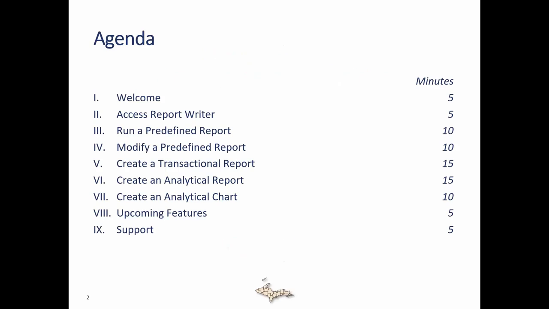Here's a quick look at the agenda for today. We're going to go over how to access the report writer, which is the analytical reporting tool in ImageTrend Elite. Then we're going to run a report that's already been created and designed by someone else. We're going to look at how to take that report as a basis and make modifications to it to make it our own. We'll also then move on to creating our own report from scratch. After that, we're going to look at something called analytical reports and analytical charts. And that will wrap up the session for today.